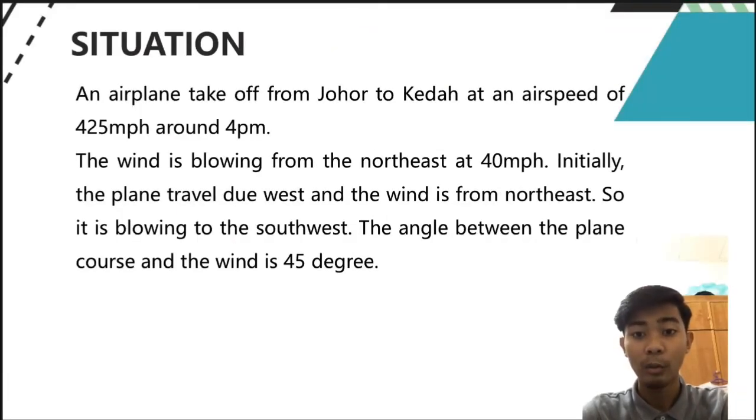So now, I will explain the situation. An airplane takes off from Johor to Kedah at an airspeed of 425 miles per hour around 4 p.m. The wind is blowing from the northeast at 40 miles per hour. Initially, the plane traveled due west and the wind is from the northeast, so it is blowing to the southwest. The angle between the plane's course and the wind is 45 degrees.